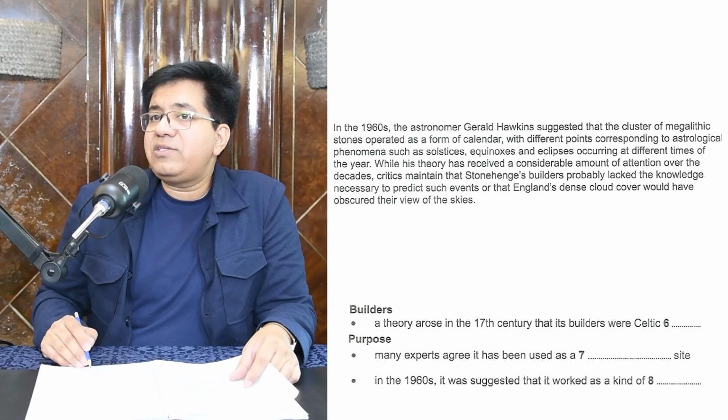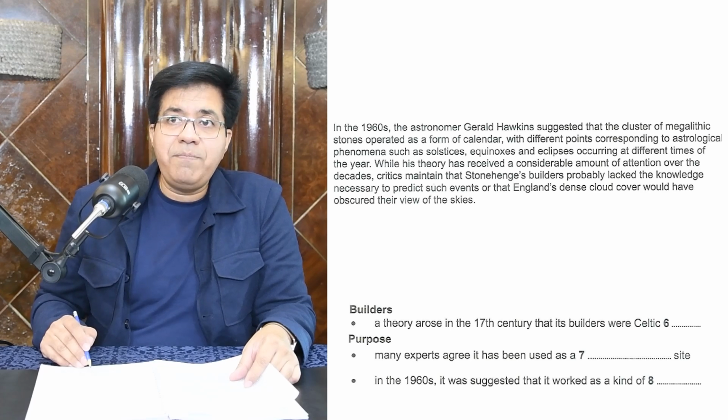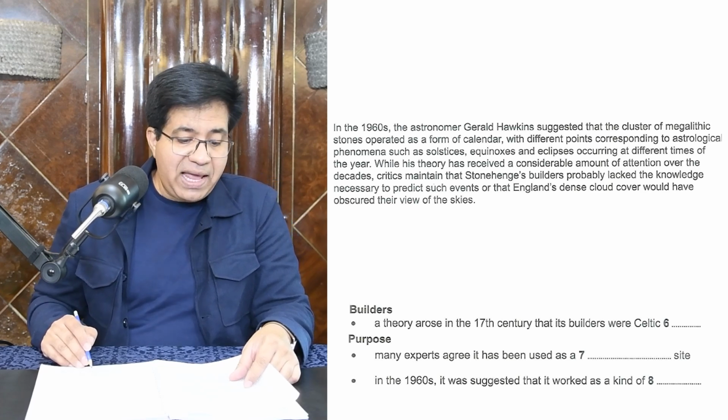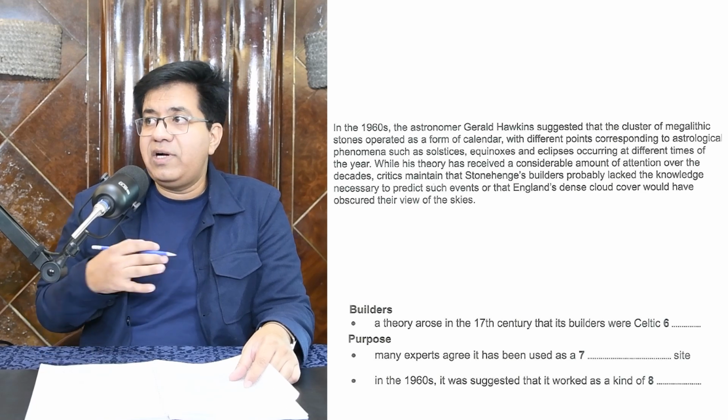And when you're doing IELTS reading, do not trust your memory for spelling. The word calendar is often misspelled. D-A-R. Sometimes people write D-R-E, which is wrong. Okay? So the correct answer for number 8 is calendar.